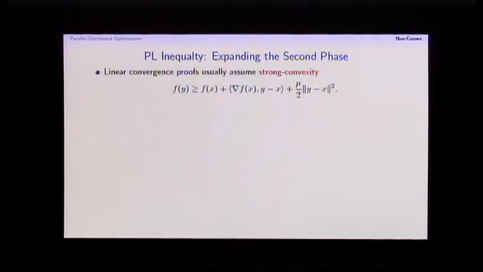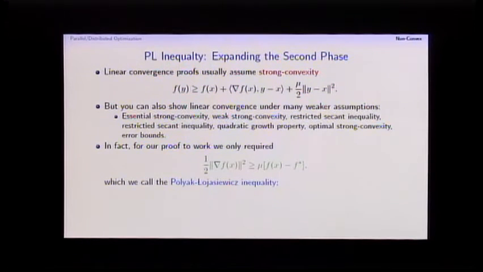Okay. So first, we're just going to be a little bit non-convex. Before, we assumed we had strong convexity, and that was to get a linear rate. But actually, you can show linear convergence under a whole bunch of weaker assumptions. There are things like essential strong convexity, weak strong convexity, restricted secant inequality, restricted strong convexity, quadratic growth property, optimal strong convexity, and error bounds. There are a lot of them, particularly in the last 5 years.